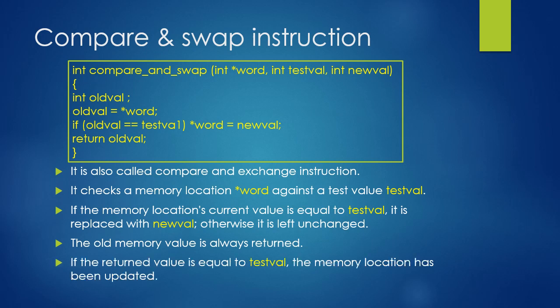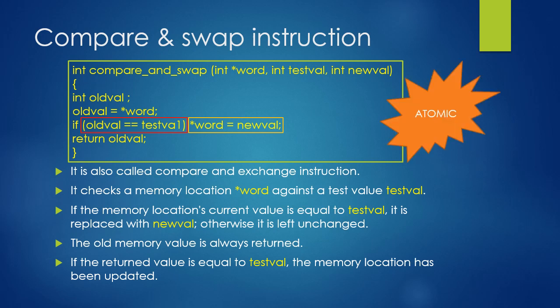Thus, the memory location has been updated if the returned value is the same as the test value, testval. This atomic instruction therefore has two parts: a compare, which is made between a memory value, pointer word, and a test value, testval, and it is shown here in the red box. If the values are the same, a swap occurs in which we assign newval to pointer word, shown here in the orange box. The entire compare and swap function is carried out atomically, that is, it cannot be interrupted.